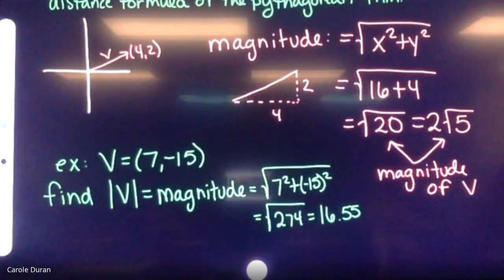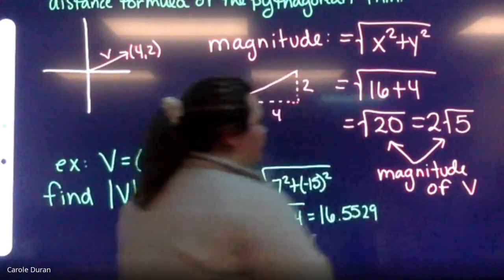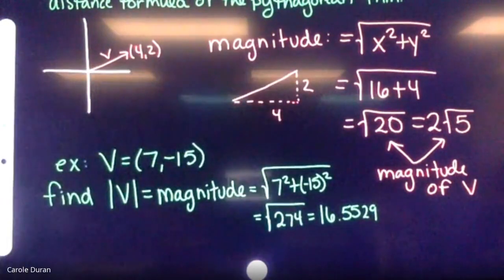I got a domain error. You typed it in wrong. 16.5529. Did you put the negative 15 in parentheses? No. That's why. Calculators assume that if you're squaring a negative and there are no parentheses, it makes your answer negative. So if I tried to do negative 2 squared, it would give me negative 4 instead of 4. Calculators don't know necessarily what you're grouping, so parentheses are important.